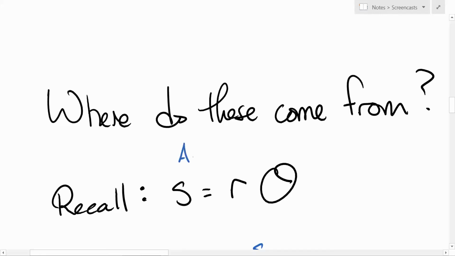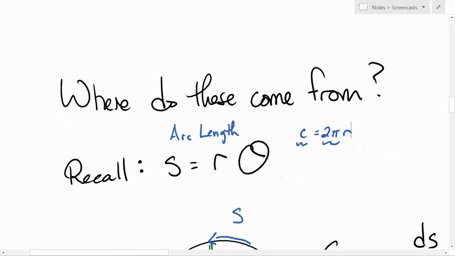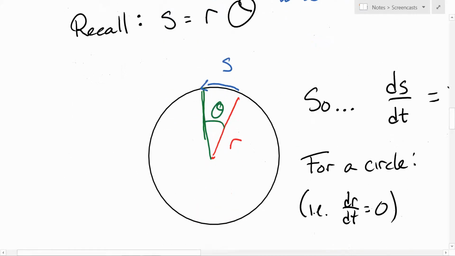This, recall, is kind of our definition of arc length. It's one of those things that we assume that you learned. I always think of it in terms of circumference being equal to 2 pi r, because 2 pi is all the way around the circle, and a circumference is the distance all the way around the circle. So for some arbitrary step along the circle of an angle theta, you get an arc length s. So we're looking at something like this.